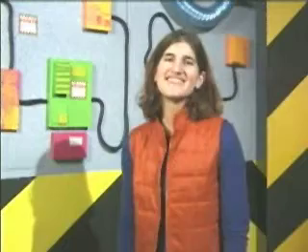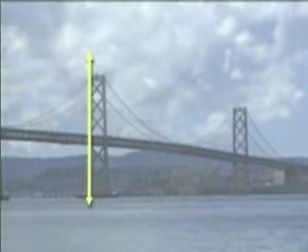Think you've got it down? There are lines all over the place. Check out these lines on the Bay Bridge. As you see each one, try to classify its slope as positive, negative, 0, or undefined.